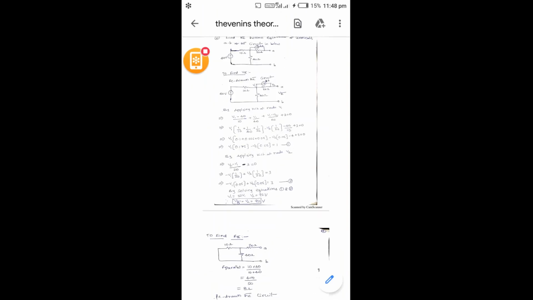Now, to draw the Thevenin's equivalent circuit from the above results. According to Thevenin's theorem, VTH comes in series with RTH across the A and B terminals. The VTH value is 92 volts and the RTH value is 28 ohms. These two, VTH and RTH, are connected in series with A and B. Therefore, the Thevenin's equivalent circuit is obtained.